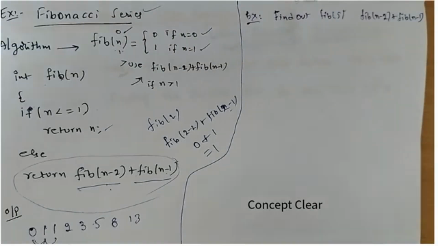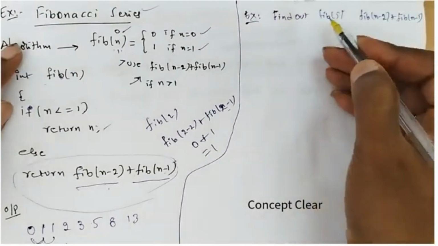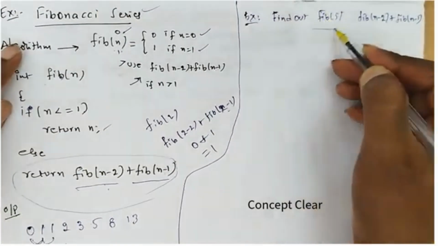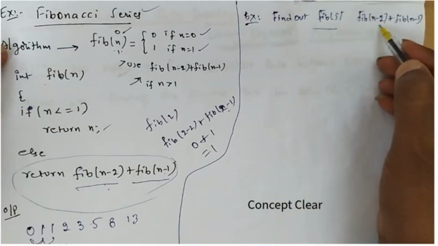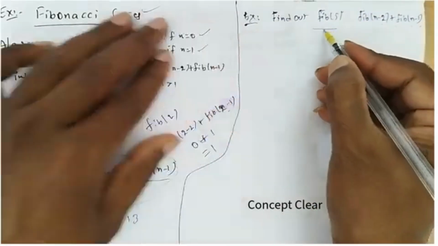Okay, see here, I am taking a Fibonacci series example. Find out fib of 5. What is the formula? Fib of n minus 2 plus fib of n minus 1. This is the logic.